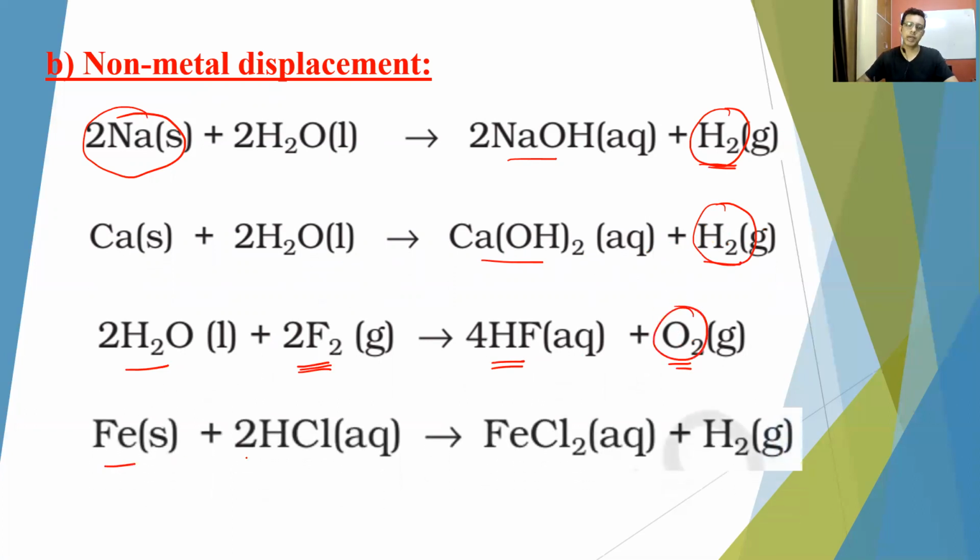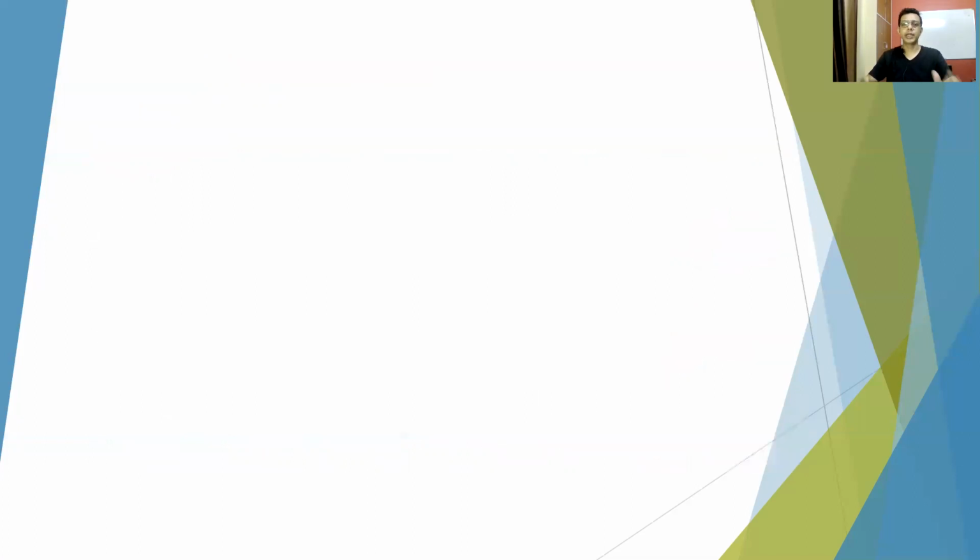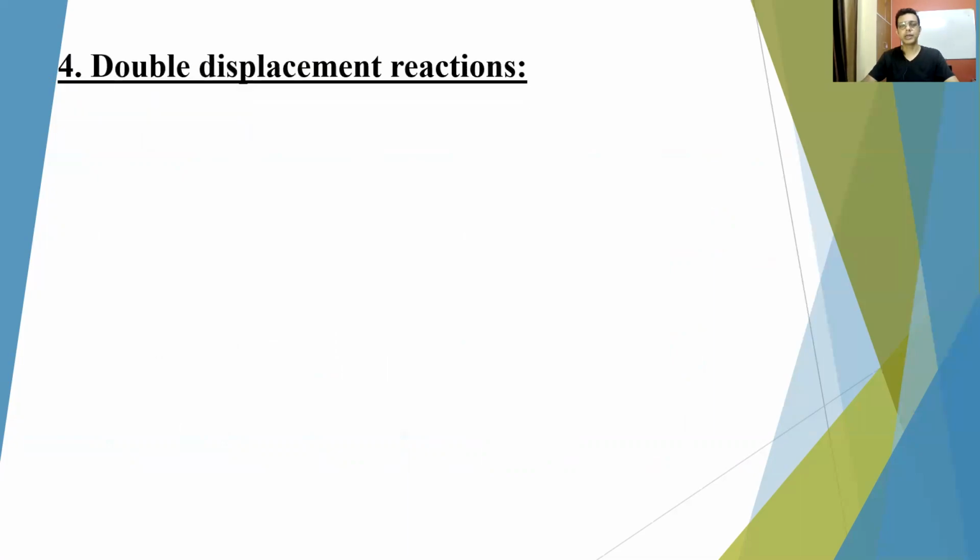Another displacement is iron and HCl give you FeCl2 and hydrogen. So this is again an example of displacement where hydrogen is displaced. So we have two types of displacement. One is metal displacement, one is non-metal displacement. In metal displacement, a metal is displaced. In non-metal displacement, a non-metal is displaced.